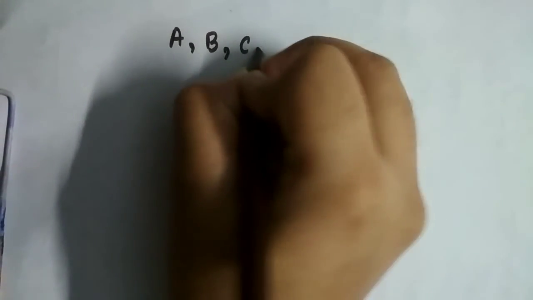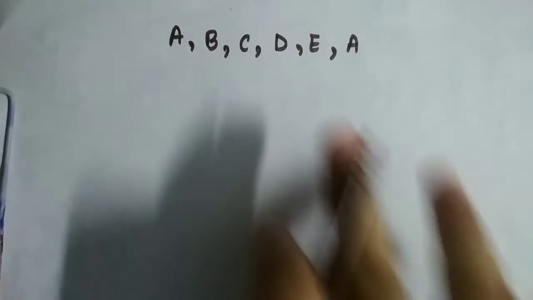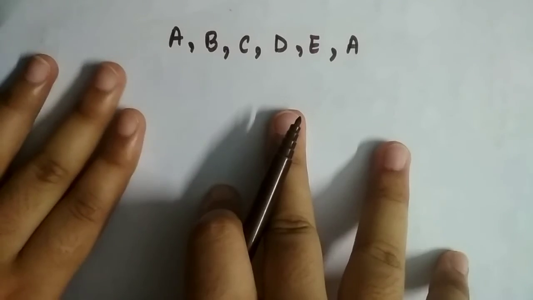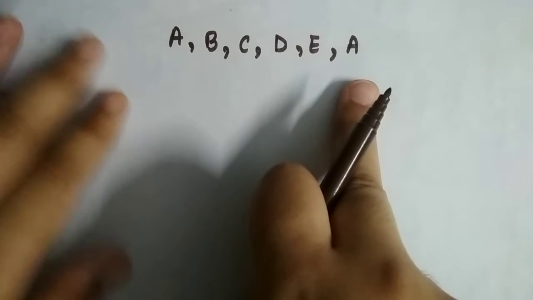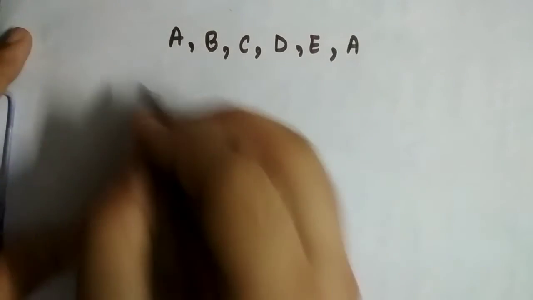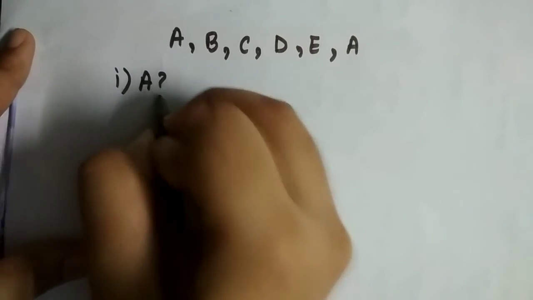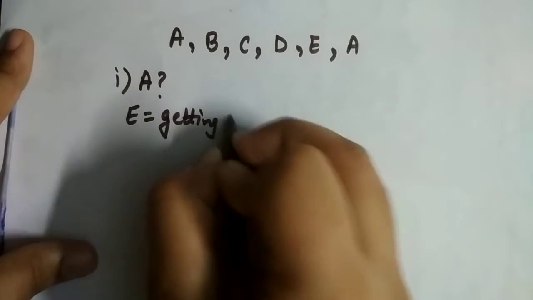Now it is given that a child has a die whose 6 faces show the letters A, B, C, D, E and A. Means it is not a normal die. Instead of numbers, these letters are written on the 6 faces of the die. So it is given that the die is thrown once. We have to find the probability of getting A. So our event is getting A.